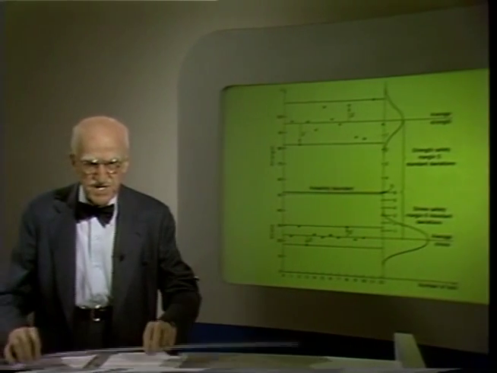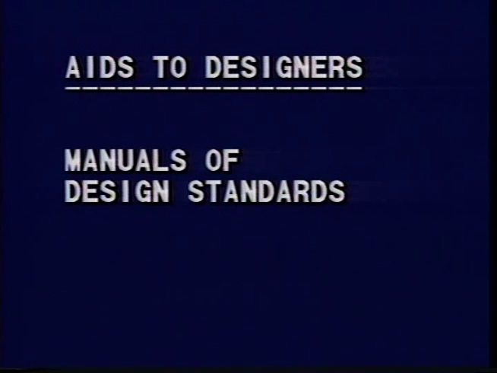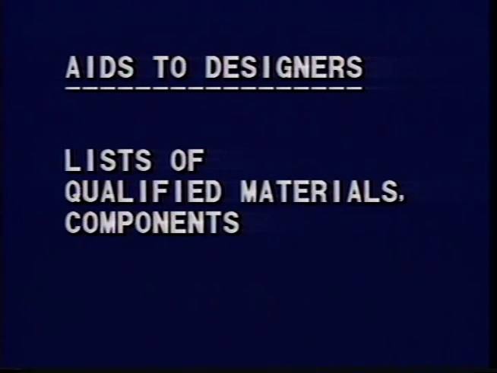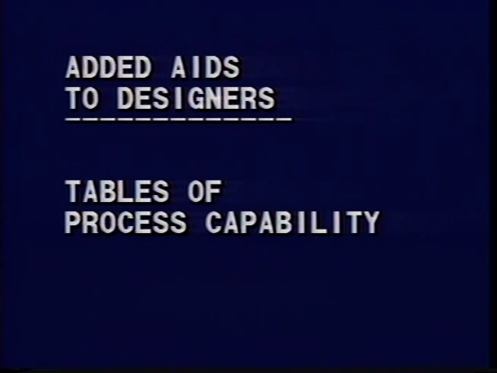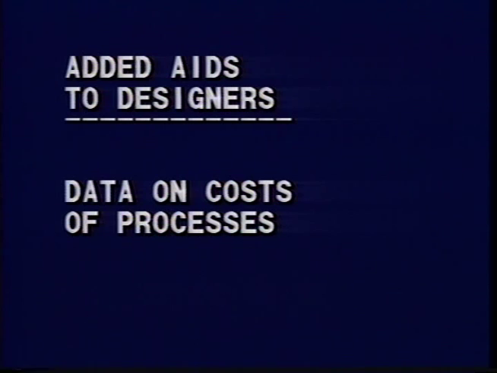Next, aids to designers. Many are of long standing. Manuals of design standards, lists of qualified materials and components. For more modern products, added aids have been evolved. Tables of failure rates of various components, circuits, and mechanisms. Tables of process capability for principal processes. Data on costs of various processes.